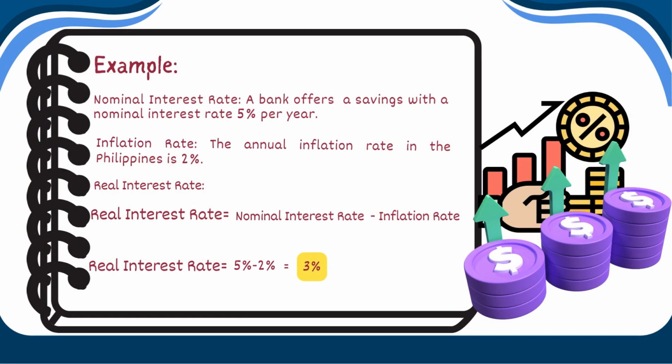So for example, a bank offers a savings with a nominal interest rate of 5% per year. The country, the Philippines, has a 2% inflation rate. So to get the real interest rate, we subtract the inflation rate from the nominal interest rate. So 5% minus 2% is equal to 3%. Therefore, 3% is the real interest rate on the bond, which is the actual return on the investment after accounting for the value of money decreasing by 2% due to inflation.